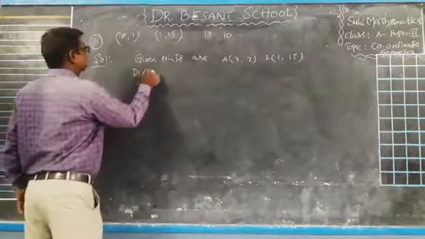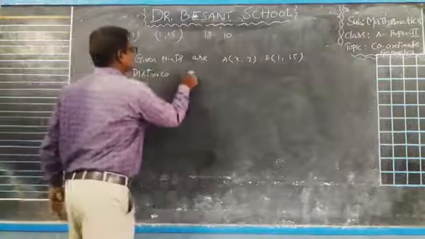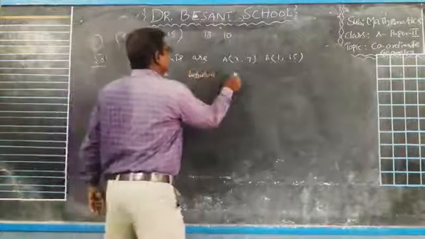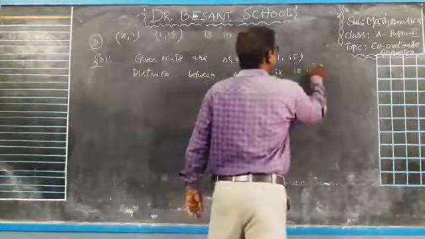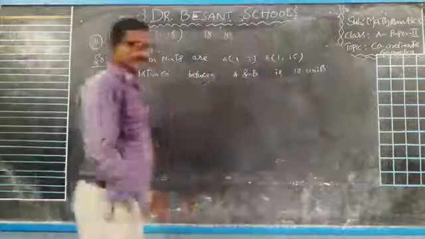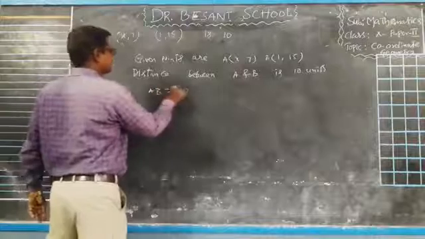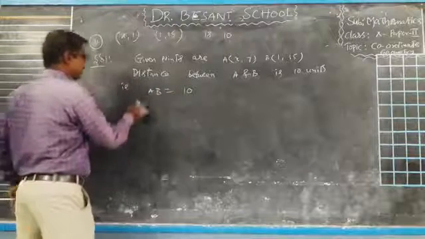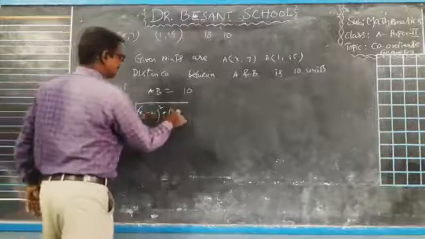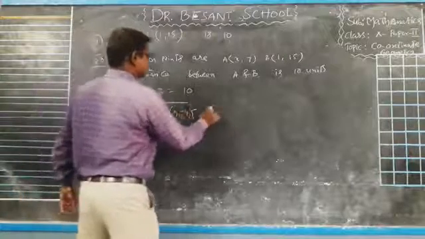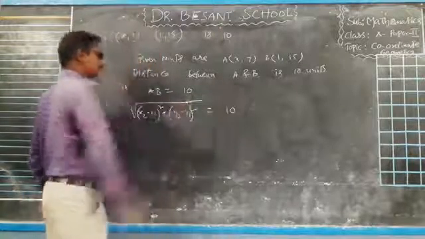Distance between A and B is 10 units. That is given in the problem. That means AB equals 10 units. AB means, by the formula, root over (x2 minus x1) whole square plus (y2 minus y1) whole square, equal to 10 units.